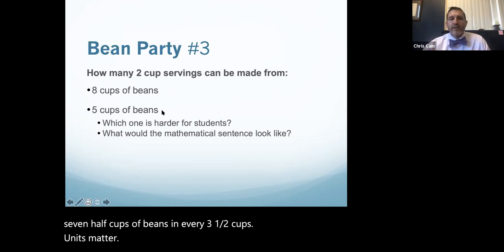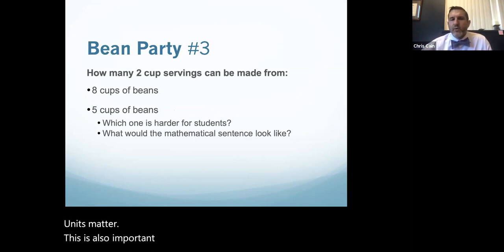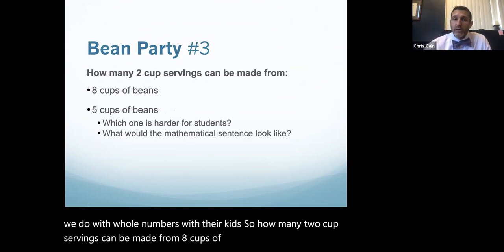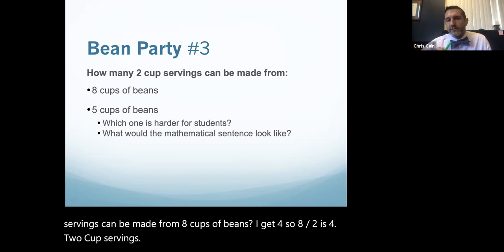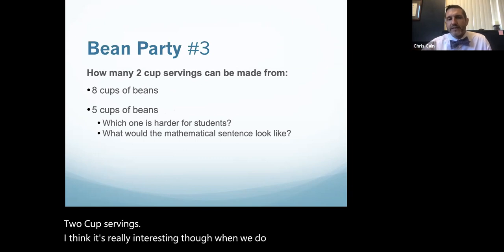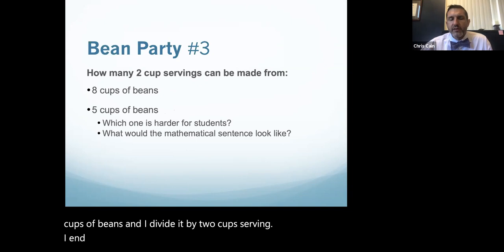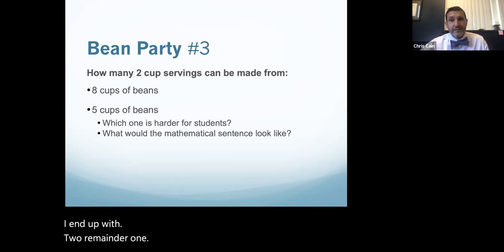This is also important. What if with whole numbers, think about what we do with whole numbers with our kids. So how many 2-cup servings can be made from 8 cups of beans? I get 4. So 8 divided by 2 is 4 2-cup servings. I think it's really interesting though when we do this. If I have 5 cups of beans and I divide it by 2-cup servings, I end up with 2 remainder 1. And remainder 1 doesn't make a lot of sense for our kids. I'm just going to be really honest.